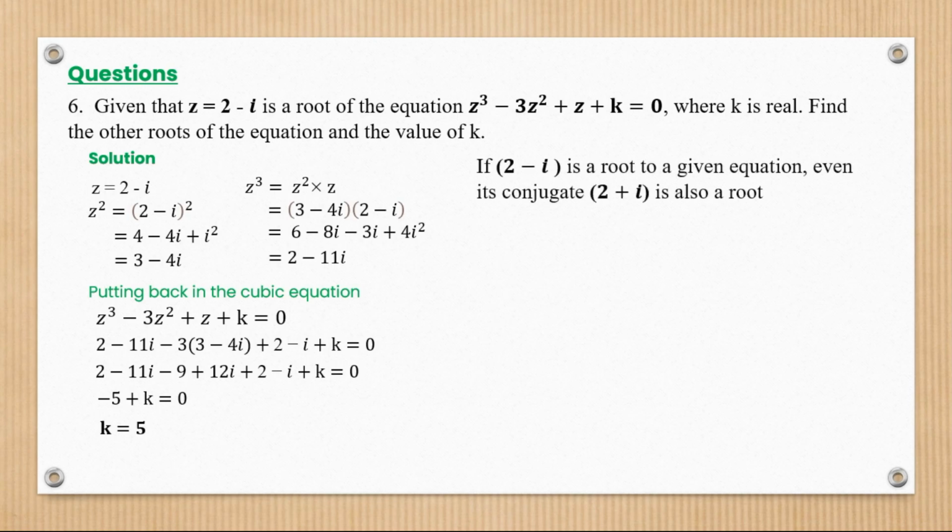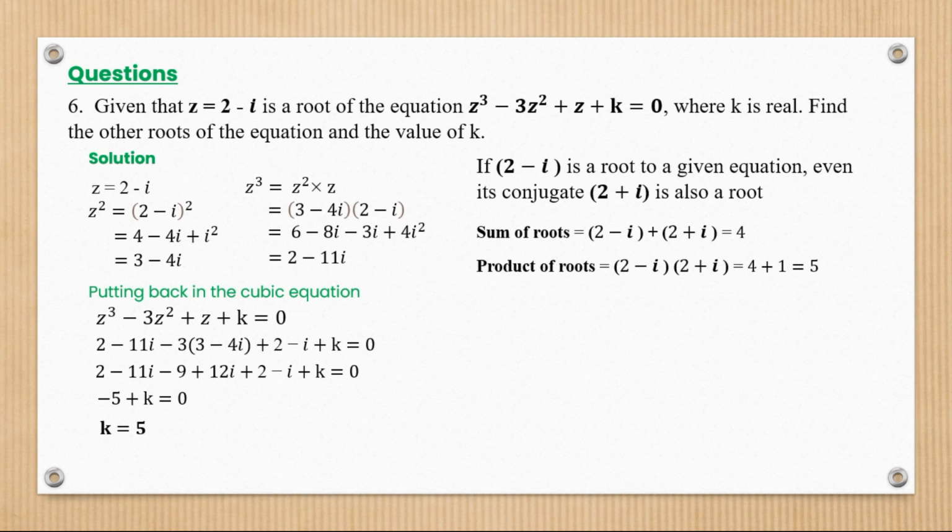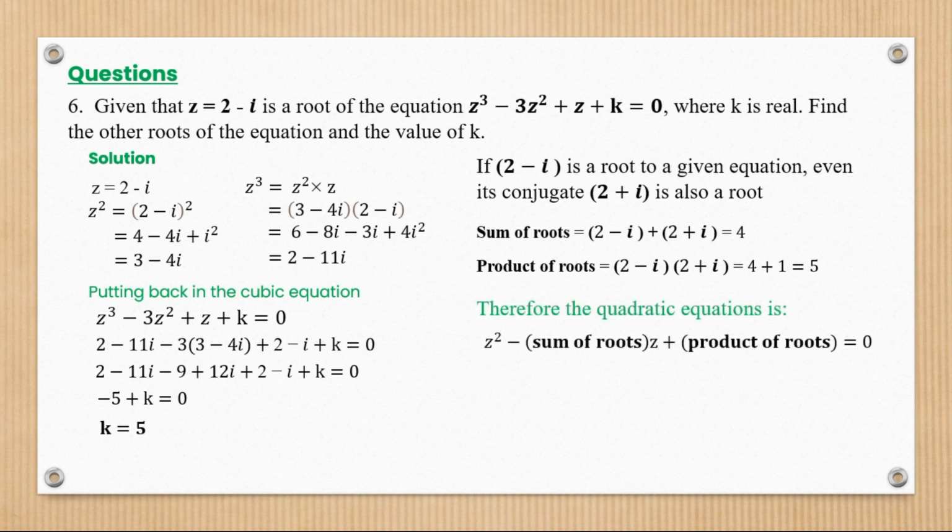So now let's first find that first quadratic equation, which is the first factor of this general cubic equation that we actually have there. So we can use the knowledge that we have. We already know that if 2 minus i is a root to the given equation, even its conjugate 2 plus i is also a root. So the sum of roots shall be equal to 4, then the product of roots shall be equal to 5. So therefore that first quadratic equation is going to be z squared minus 4z plus 5 being equal to 0. So therefore z squared minus 4z plus 5 is a factor of the equation.